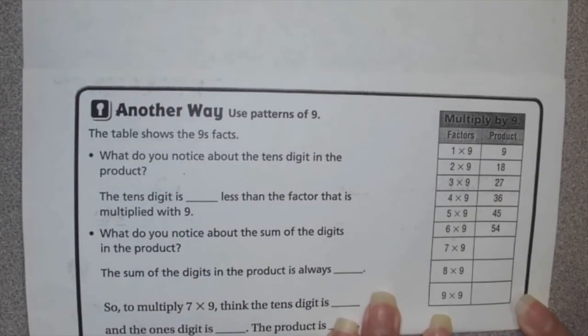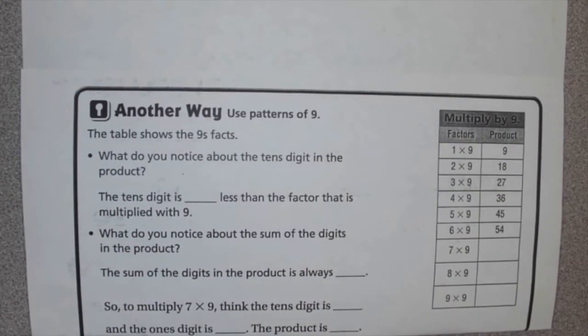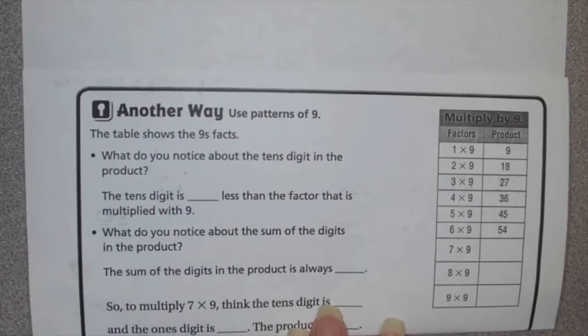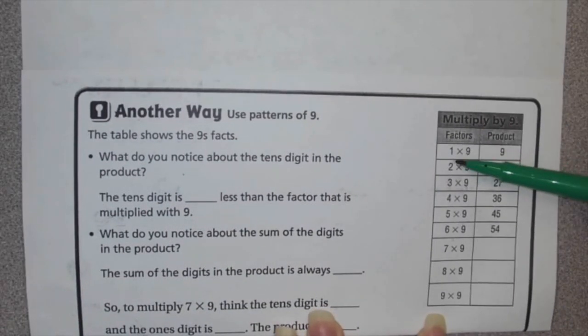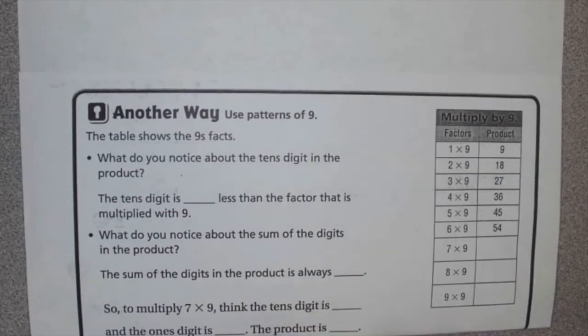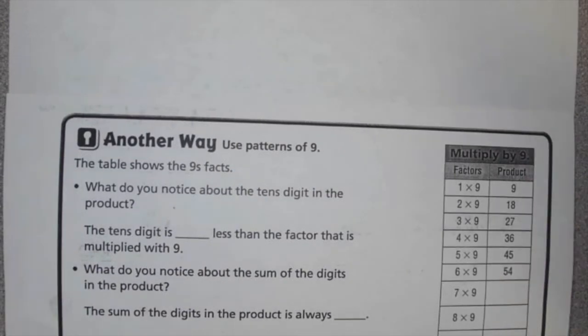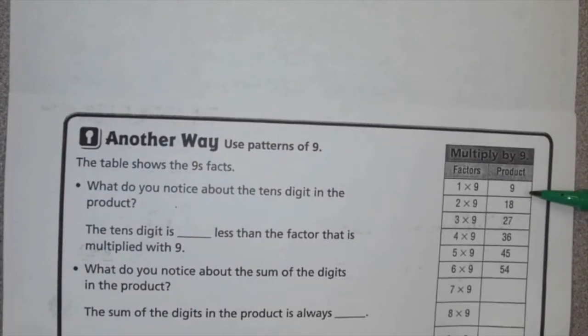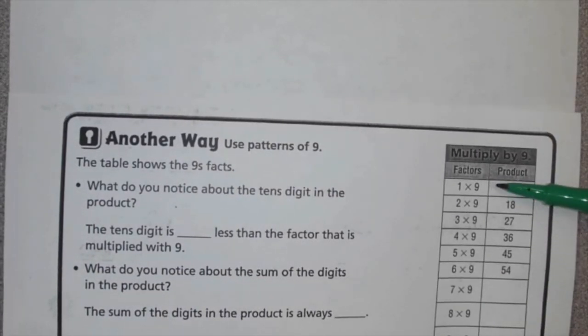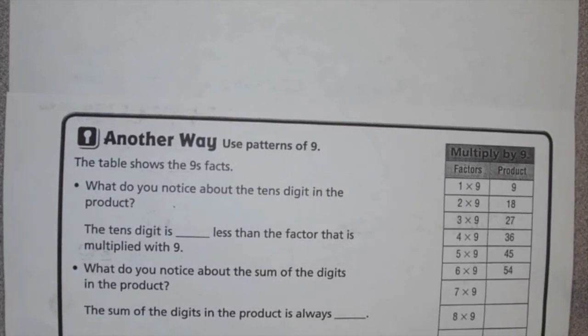Look at this chart. All right, so look here. The table right here shows the 9's facts. You can see it goes from 1 times 9 all the way to 9 times 9, okay? So facts of 9. Over here, it also has most of the products from 1 times 9 all the way to 6 times 9, okay? I want you to look at some of the patterns. What do you notice about the tens digit in the product?